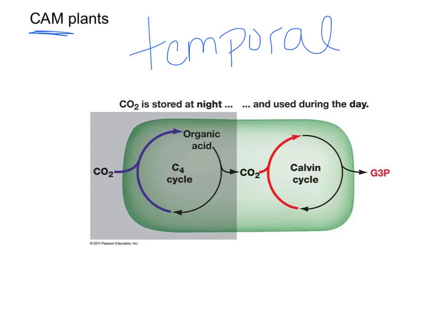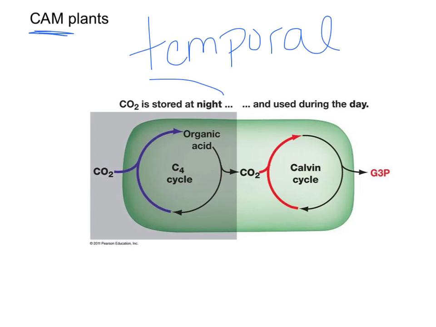Back with your C4 plants, remember you used a different enzyme. You didn't use that Rubisco enzyme, so the stomata could be open a little bit and CO2 could be entering. And it didn't matter that there was a high concentration of oxygen because you're using a different enzyme. Then you transport that CO2 into the bundle sheath cell. In this case, the plant is opening its stomata at nighttime and collecting the CO2 at night.